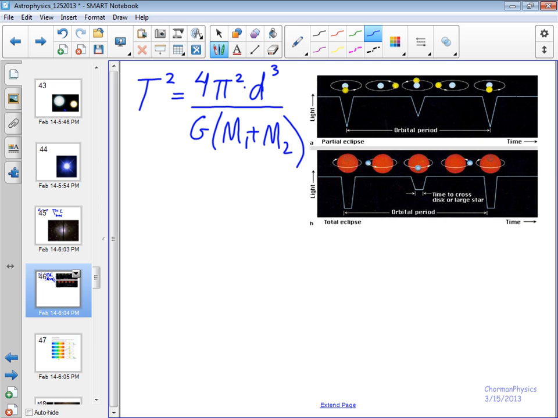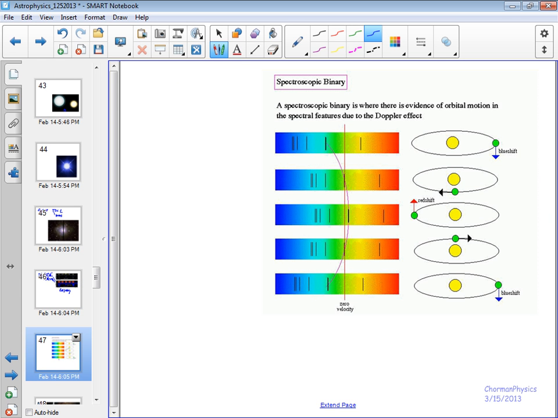The first is just visually, when we look up there and it appears that we have two separate stars that we can see through a telescope. Sometimes we can't separate them out with a telescope. We can't resolve them. So one way is an eclipsing binary, and this is our eclipsing binary right here, where one star moves in front of the other. Every time that happens, you have a decrease in the intensity, so you see a dip in time as that star goes in front of the other one. That's what's called an eclipsing binary.